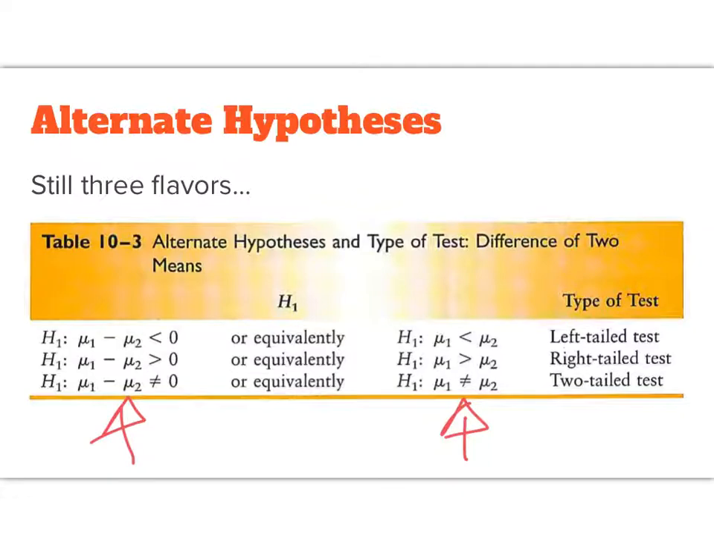For each of those lines, it doesn't matter which of the two you say. You could say mu1 minus mu2 is less than 0 for a left-tailed test, or you could say that mu1 is less than mu2 for the left-tailed test. They mean the same thing. Similarly for the right-tailed test, similarly for the two-tailed test.